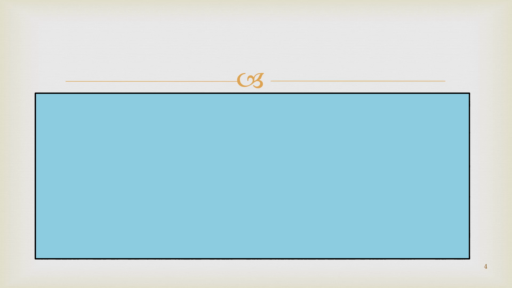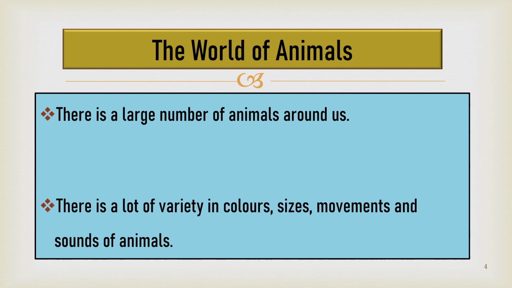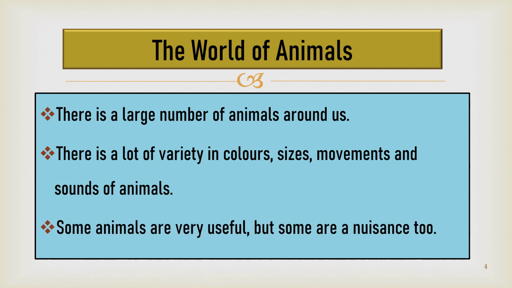So, let's fly to the world of animals and know more about them. There is a large number of animals around us. There is a lot of variety in colors, sizes, movements, and sounds of animals. Some animals are very useful, but some are a nuisance too. And we are going to learn about them one by one now.